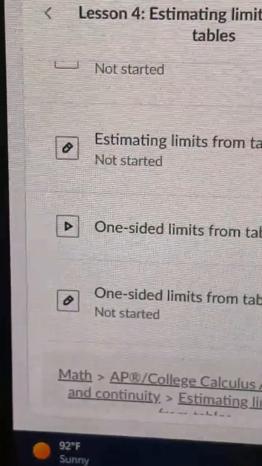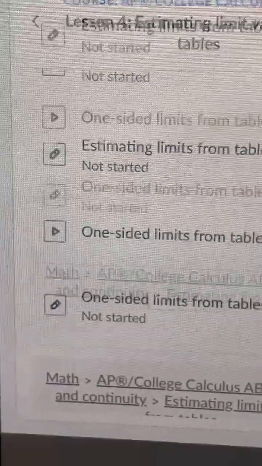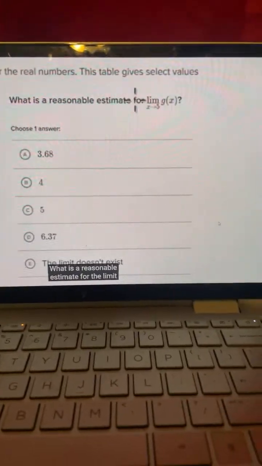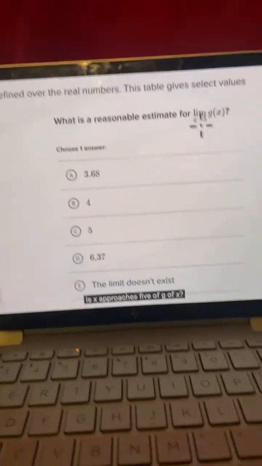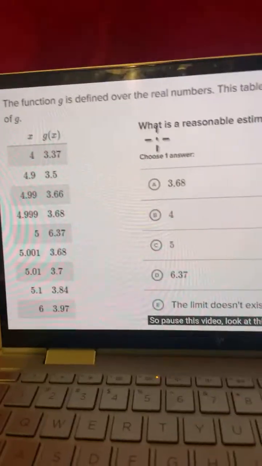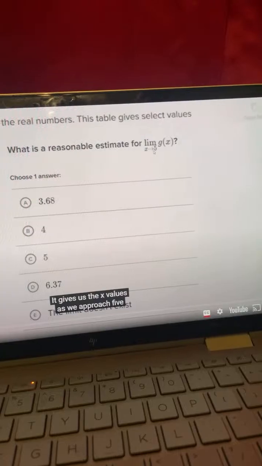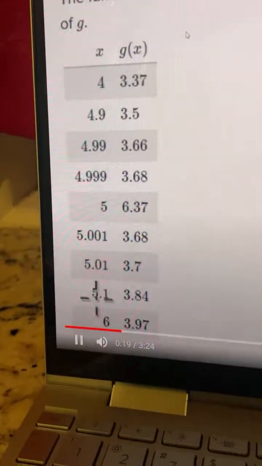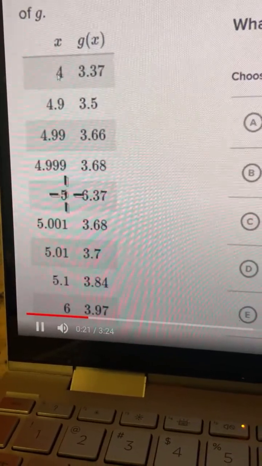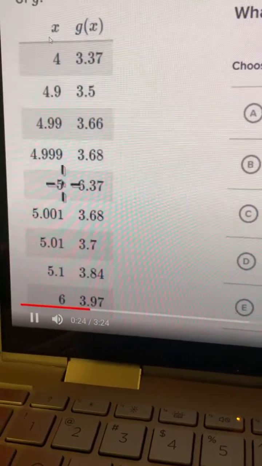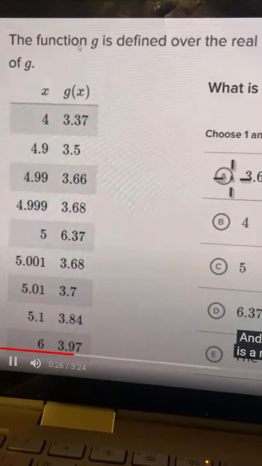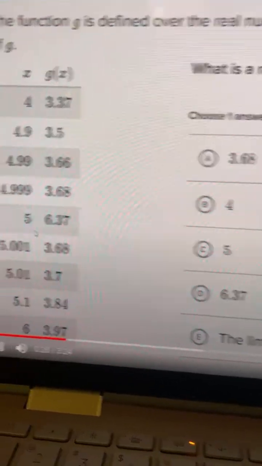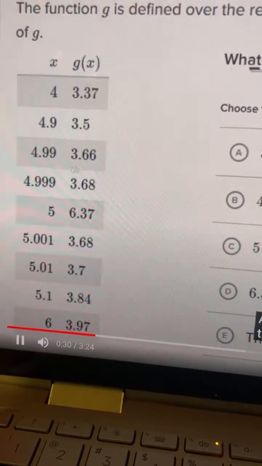All right. The function g is defined over the real numbers. This table gives select values. It's basically asking what the limit is for this. And see, it tries to approach 5, as we could see here. So we have this table from the left, which is defining x, and then from the right, it's defining g of x. See, this one is 5. Okay.